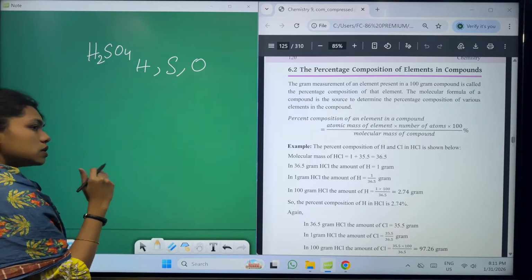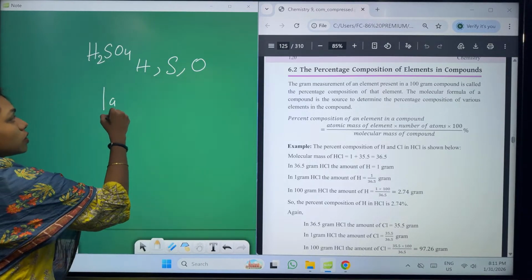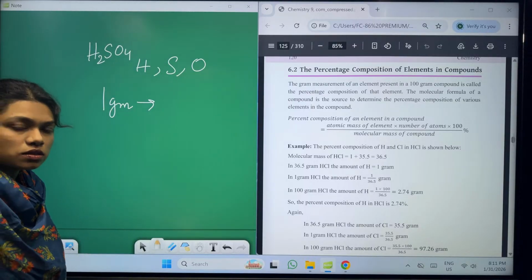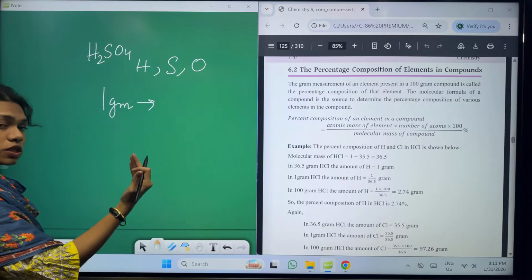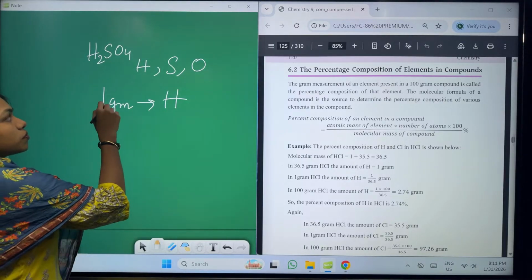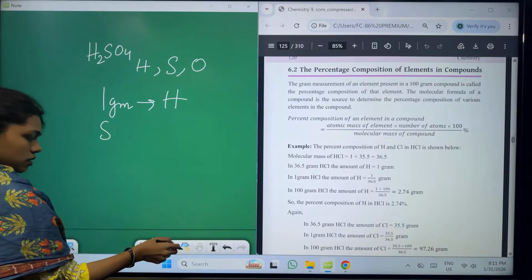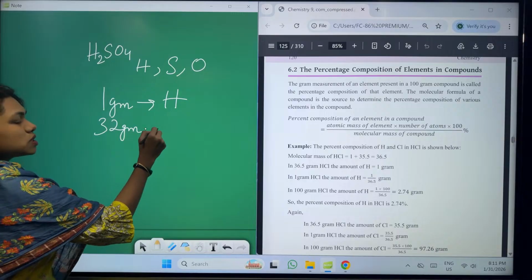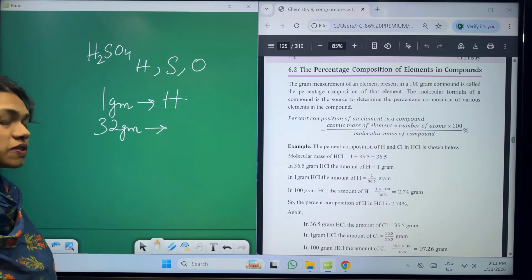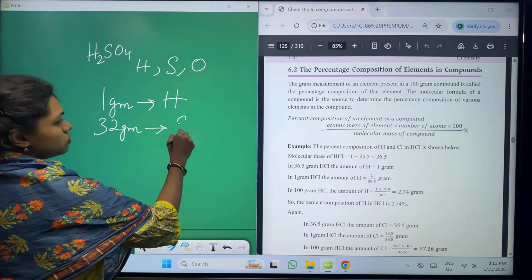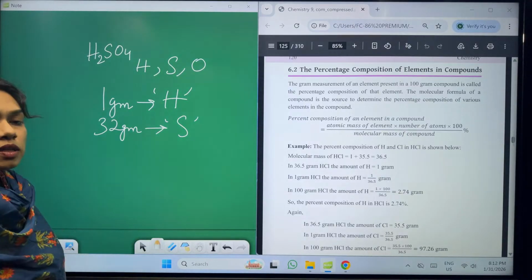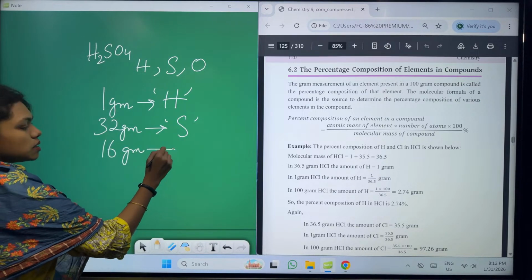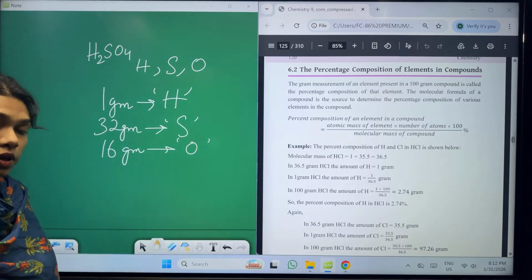Now from the periodic table, 1 gram is the mass of 1 mole of hydrogen atoms. Sulfur is 32, right? 32 grams is the mass of 1 mole of sulfur atoms, and 16 grams is the mass of 1 mole of oxygen atoms, okay.